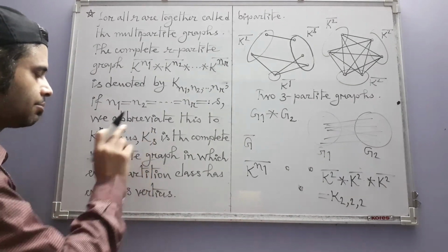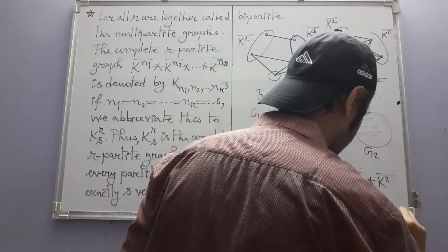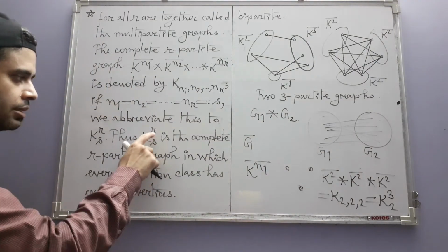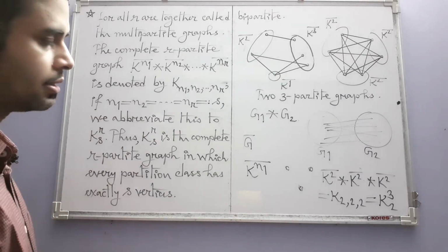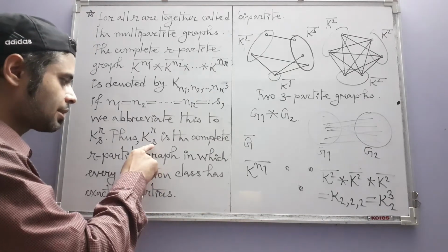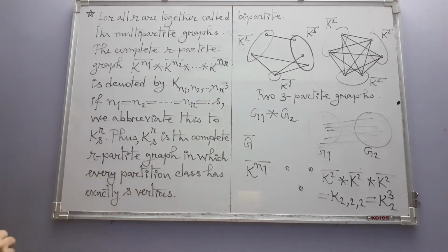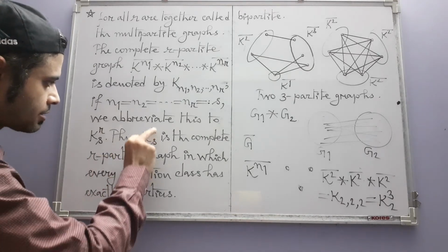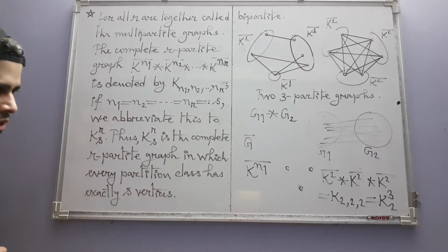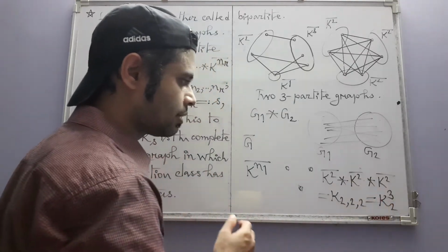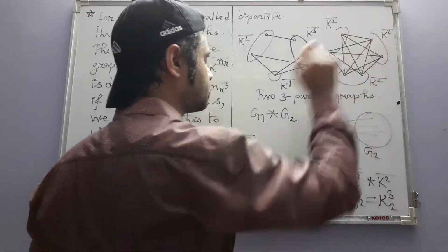Then this same notation can be written more simply using another notation, that is K_s^r, where the superscript r, here 3, denotes what partite graph it is. That is, it's a 3-partite graph, and the subscript denotes the common number of vertices in each partition class. So that's why we write K_s^r as the complete r-partite graph in which every partition class has exactly s vertices. Just like that, K_2^3 is the complete 3-partite graph in which every partition class has exactly 2 vertices. Okay.